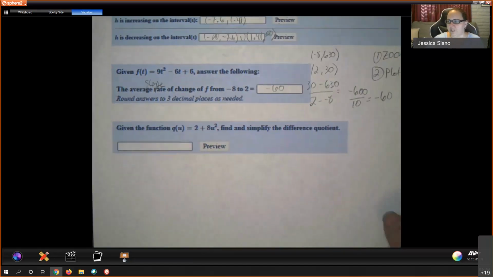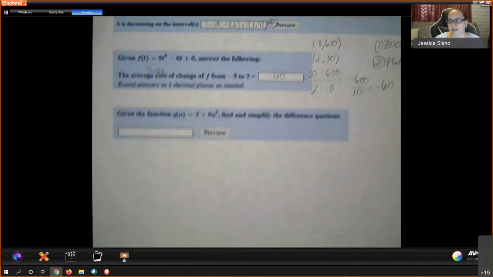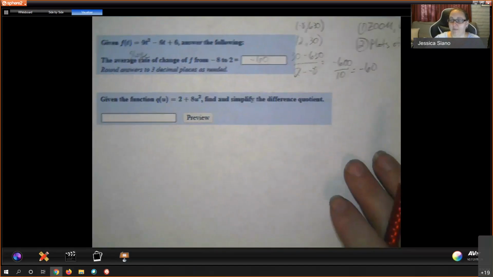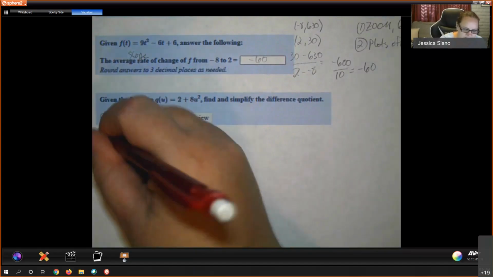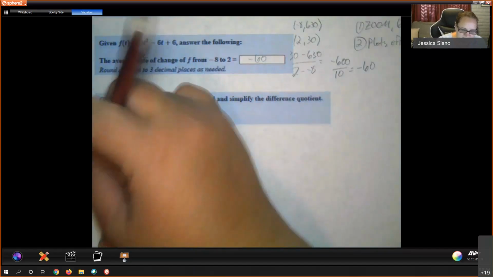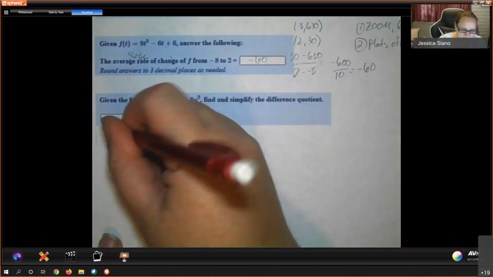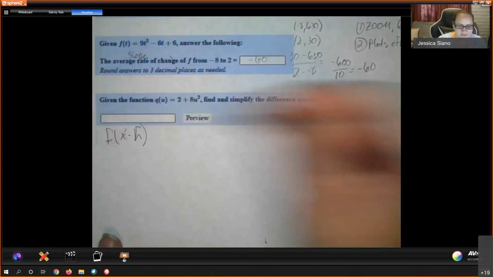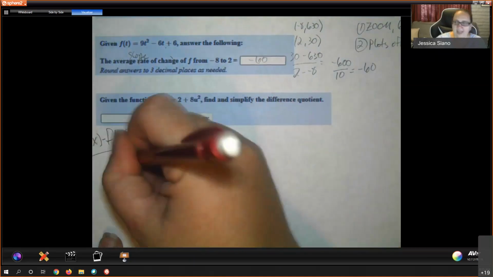Now, difference quotient. I think that I remember what he wanted to do, so I'm going to defer to some of you guys who watched the video because I haven't watched them since over the summer. But difference quotient was when he wanted you to do f of x minus h, right? And was it the whole thing, f of x minus, was it that? Was it the whole thing?